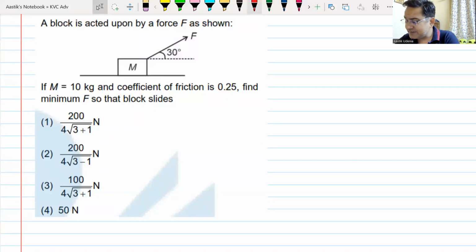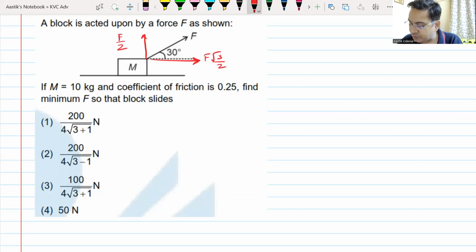When will the block slide? This is F cos 60, F cos 30. How much is cos 30? It is root 3 by 2, so this is F by 2. Yes or no? Yes. Then there will be a normal coming from here: F by 2 plus N. The normal will be equal to mg. Yes or no? Yes, sir.